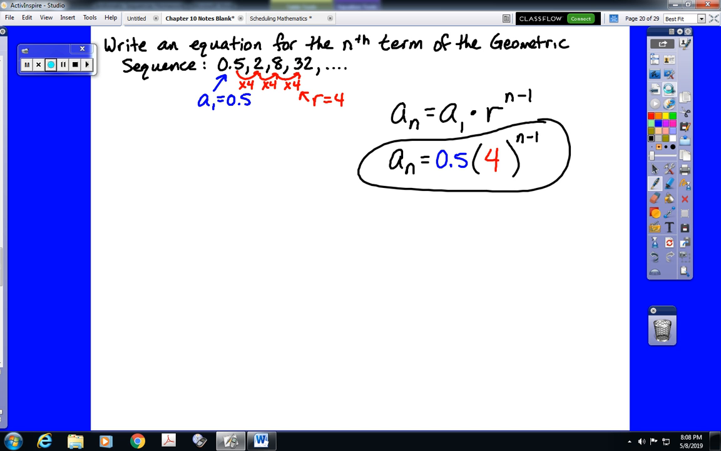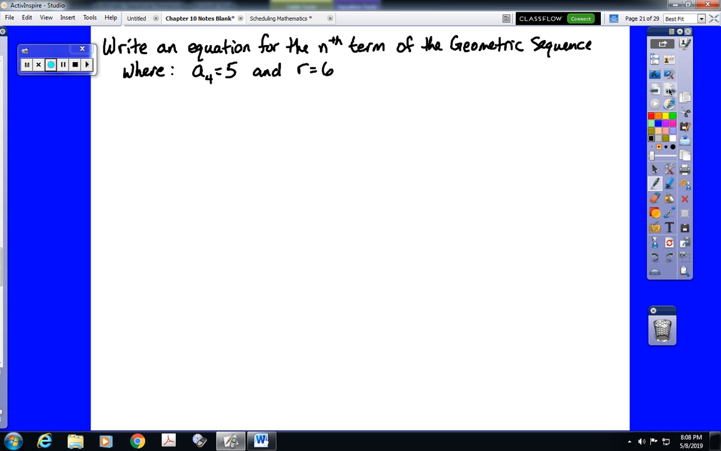Let's do another one. Now this one is a little bit trickier because we don't have the first term. We need the first term in order to write the equation. So this now becomes a two-step problem. Okay, here we have the fourth term, meaning if we let n equal 4, then we can figure out the first term by plugging into our equation. So our first step, step 1, is to find the first term.